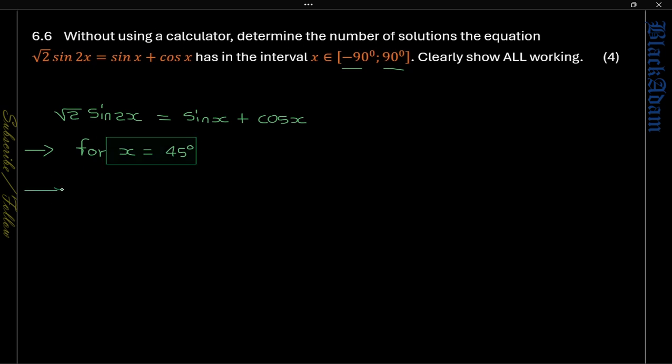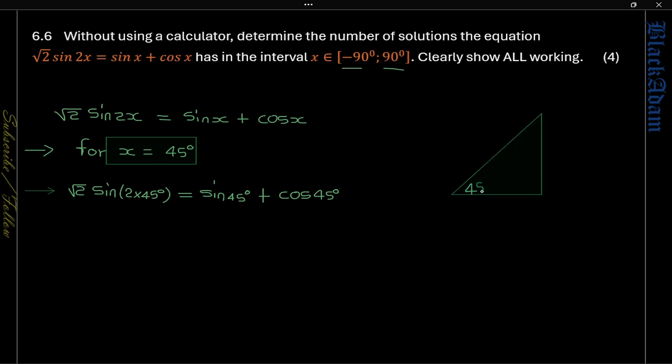So we substitute. Let's say we have root 2 times sine of 2 times 45 equals sine 45 degrees plus cos 45 degrees. I'm sketching out the special angle triangle. We have 45 degrees there and 45 as well, and then we have the right-angled triangle with sides root 2, 1, 1.